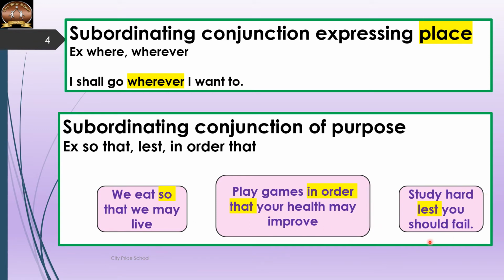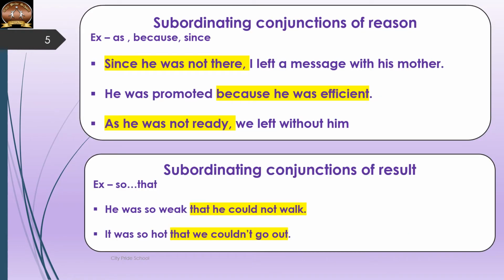Study hard lest you should fail. Study hard, the main clause. Lest you should fail is the subordinating clause, which is joined by subordinating conjunction lest. We use as, because and since to join subordinating clauses which mention reason. So since, reason is being joined with the main clause, that is why we call as, because, since subordinating conjunctions of reason. Since he was not there, I left a message with his mother.